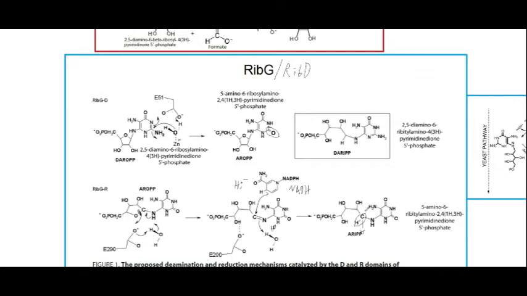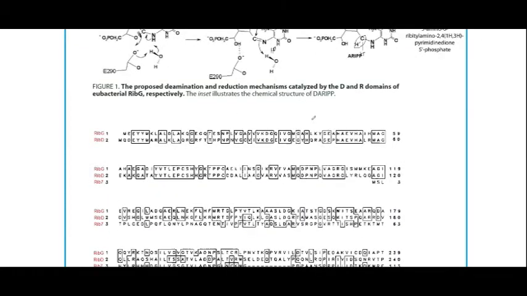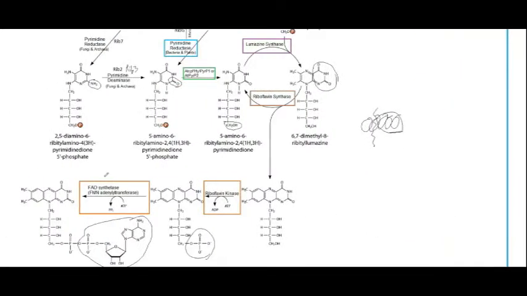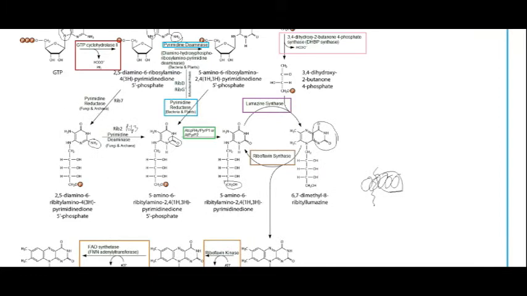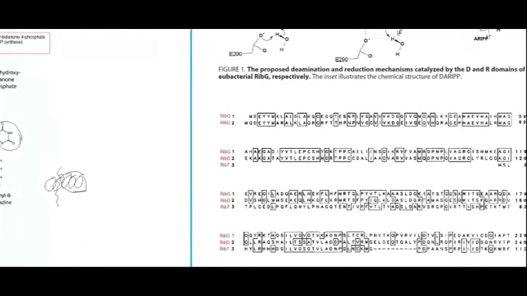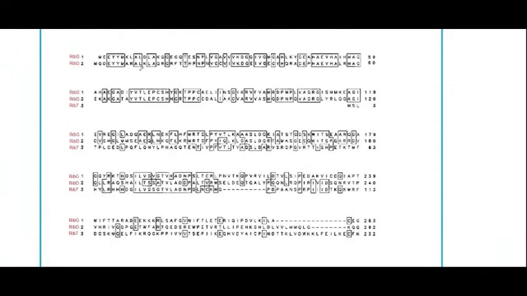and we end up with our product there. So down here is a multiple sequence alignment for the RibG, the RibD, and the Rib7, which is, as we see over here, the reductase step for fungi and archaea. And so we can see that there are quite a few conserved residues. So everything within boxes are conserved residues. So the RibG and RibD are quite conserved.